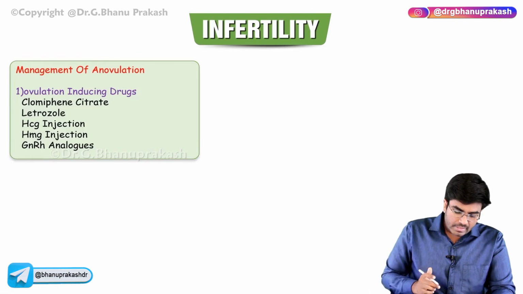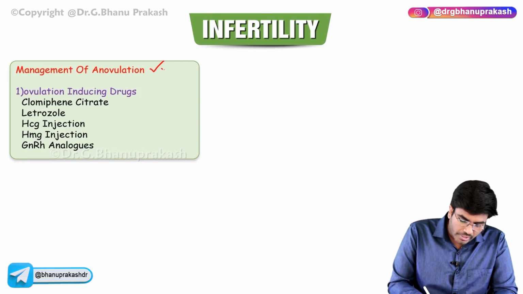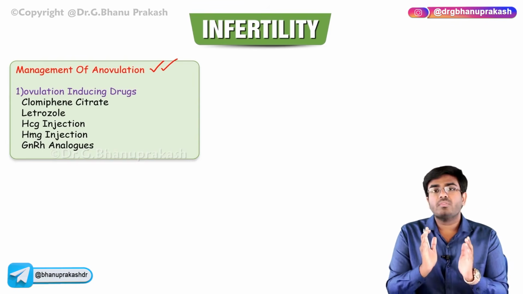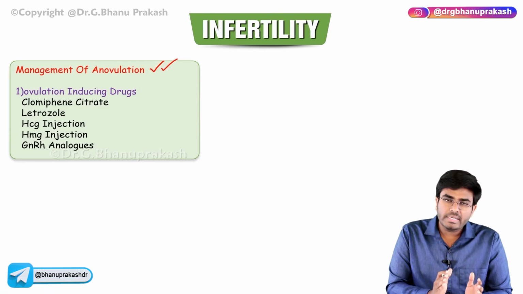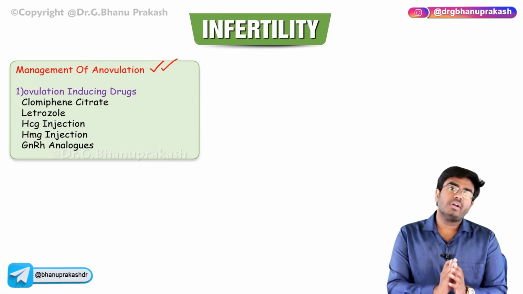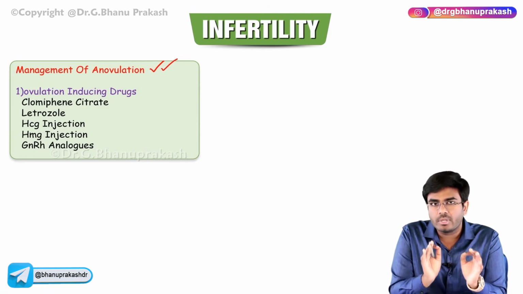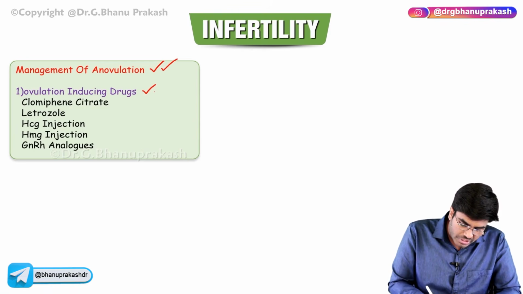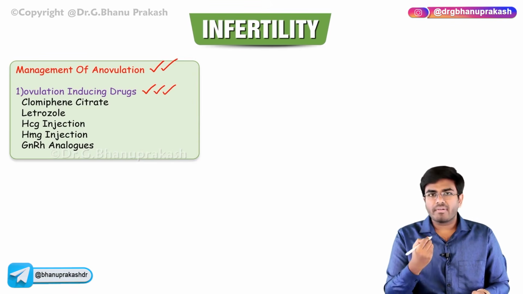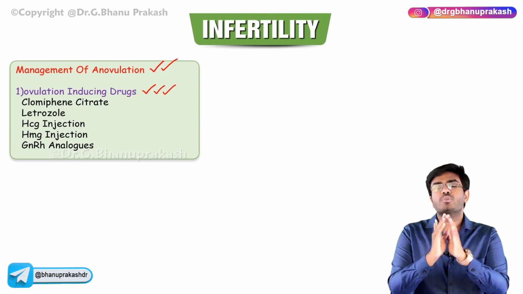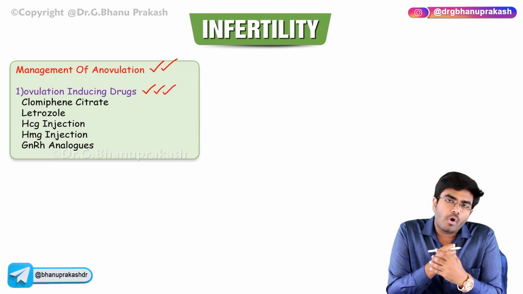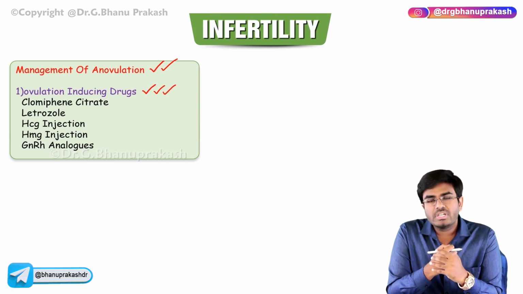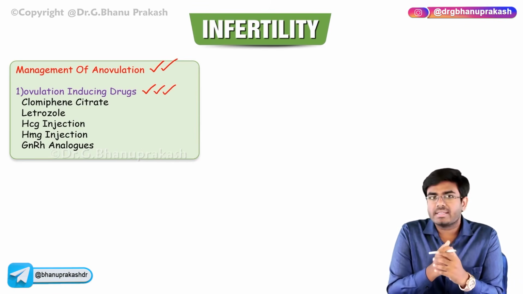Now after this, the management of anovulation. I have already told you that anovulatory infertility is the most common cause of infertility, and this anovulatory infertility is easily treatable. How are we treating it? We are treating it by giving ovulation inducing drugs. So what are the available ovulation inducing drugs? There can be questions something like this: all of the following drugs can be used for ovulation induction except.